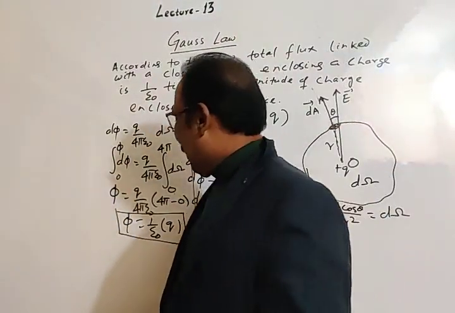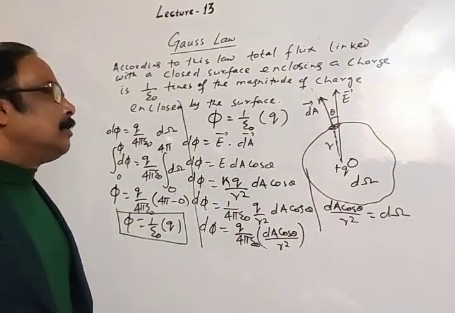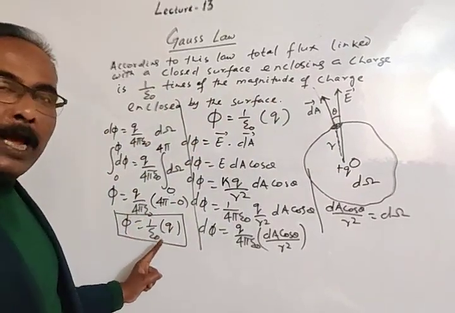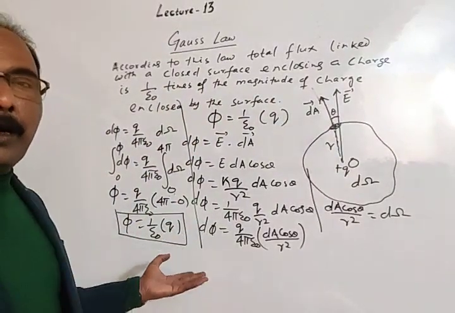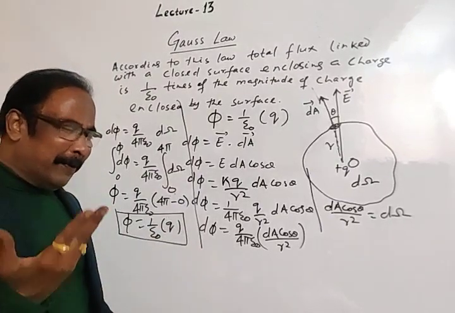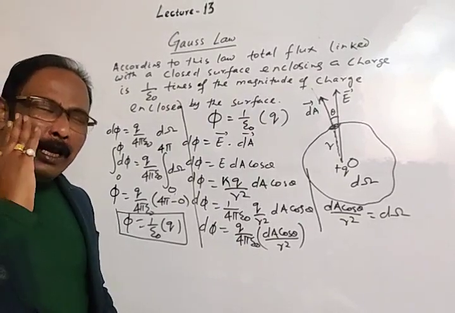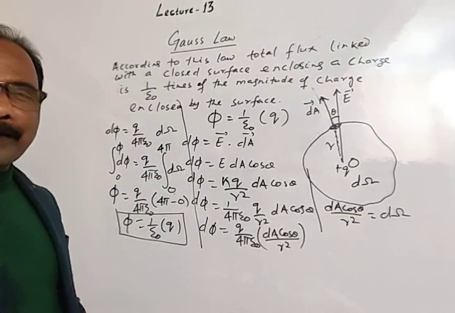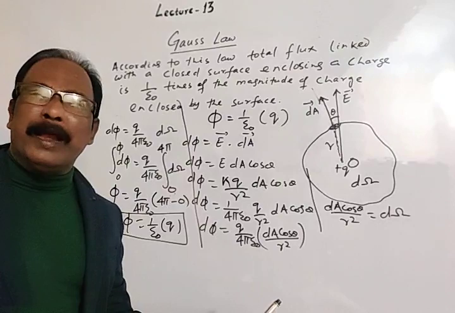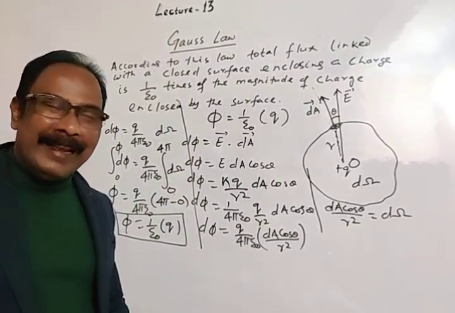So, according to Gauss, total flux associated with an imaginary surface enclosing a charge is 1 by epsilon naught times the charge enclosed by the surface. This is about Gauss law. And we have already discussed the importance of Gauss law. Gauss law is highly important to calculate electric field. And accordingly we can calculate force. Force is equal to the product of charge and electric field.